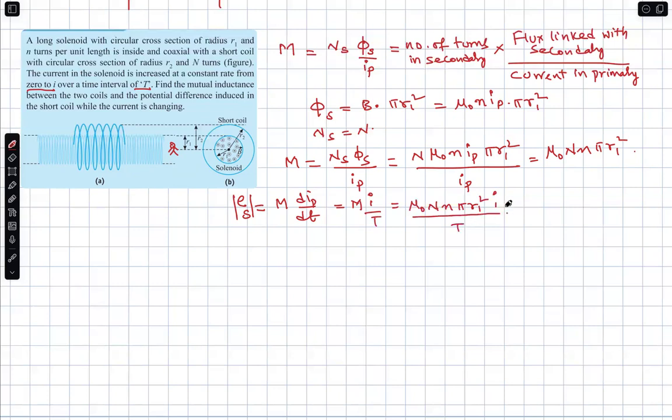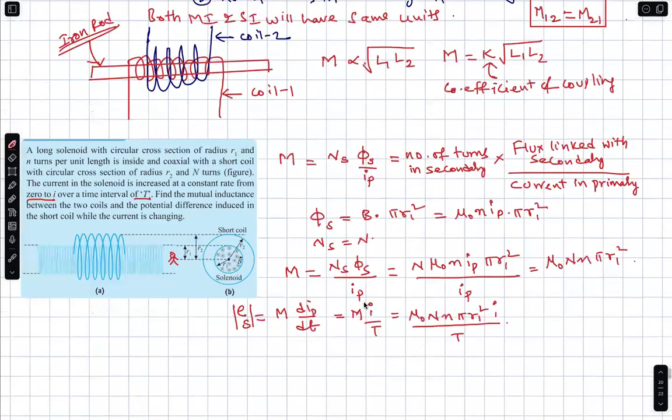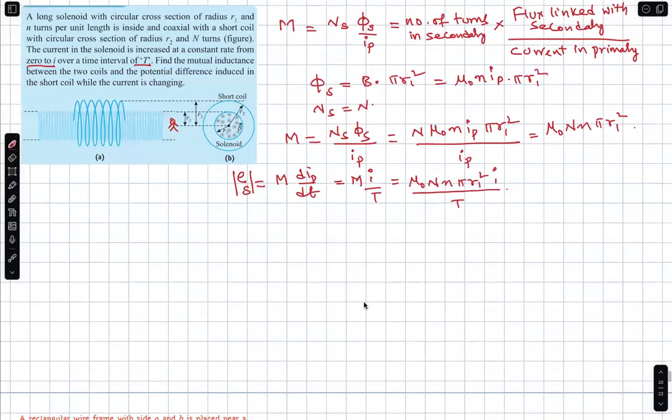Boys and girls, do you have any doubt? No, sir. Gaurav, have you followed? Yes, sir. Manikanta? Yes, sir. Thank you. Right. This is done. So we'll move on to the next question. What is our next question? Hold on. I'll close mutual inductance today by hook or crook.